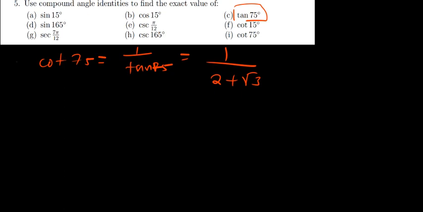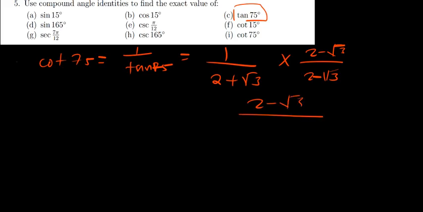So what you can do, you can rationalize. This is going to be 2 minus root 3, then 2 minus root 3. So if you multiply, you have this. Then here you square that, it will be 4 minus 3, which is going to be just 2 minus root 3. That is I.